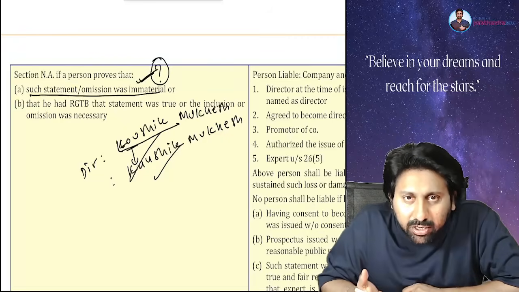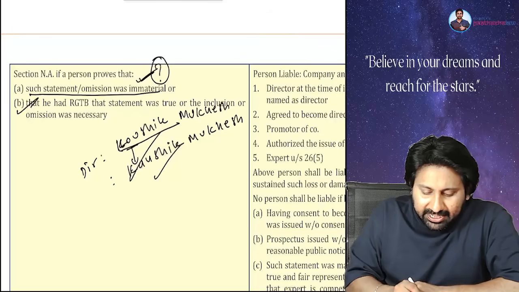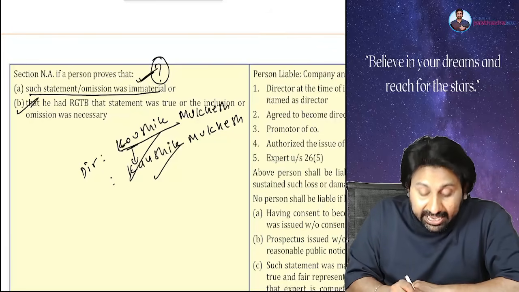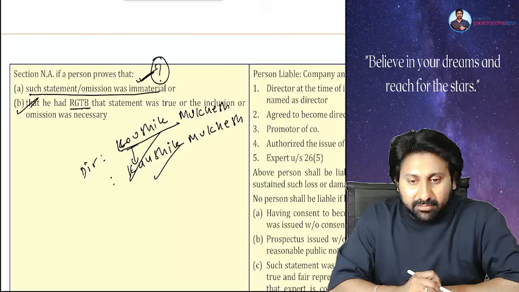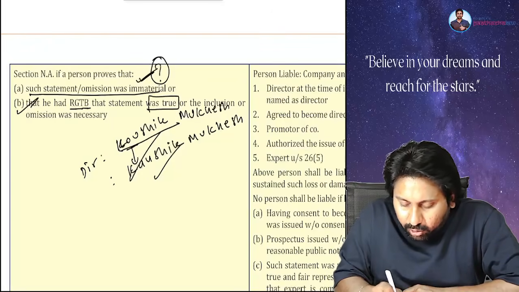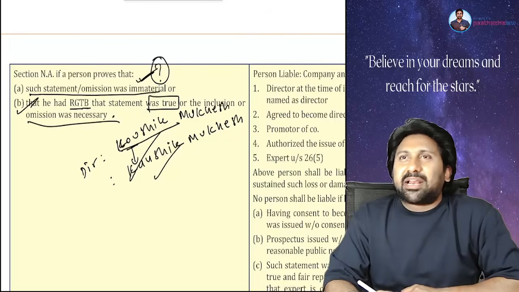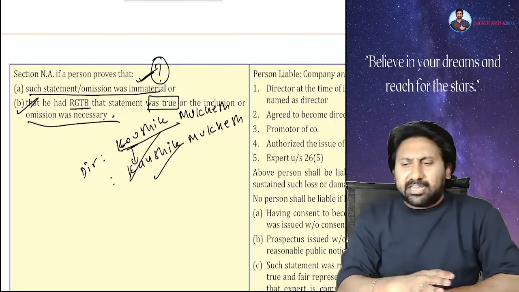Everyone understood? Next, second one. That he had reasonable ground to believe that the statement was true, or that the inclusion or omission was necessary. Means what? Sir, I didn't understand this. Very simple answer. Listen.